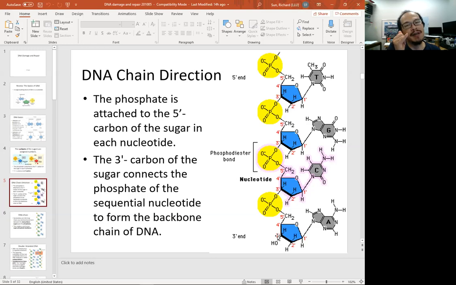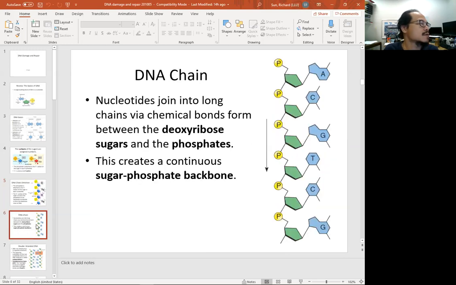And what identifies the head and what identifies the tail is the 3' and 5'. It will start at the 5' and end at the 3'. So that's the direction of the RNA, DNA, the direction of the nucleic acid.